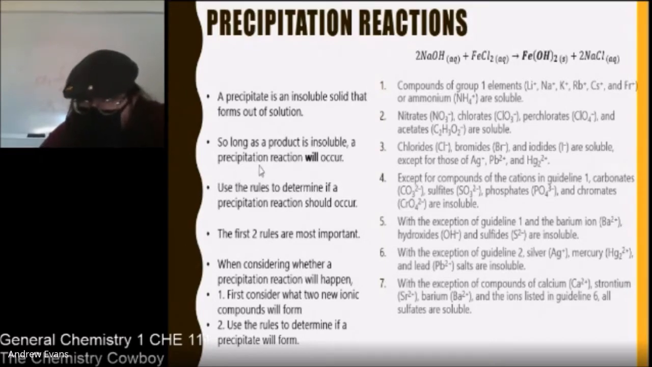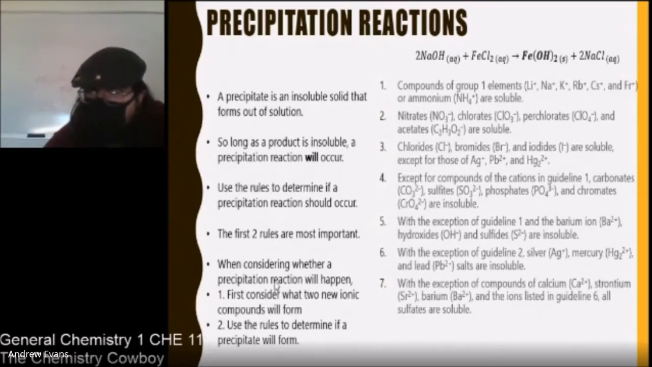Now here are some rules I will give you. Keep in mind, I can also give you a table. If I don't have the table already posted, I will post the table and we'll look at it together. But there's a cross table we can look at that will tell us what's going on. So long as a product is insoluble, a precipitation reaction will occur. These rules will help determine whether a precipitate should form. But the first two rules are the most important.